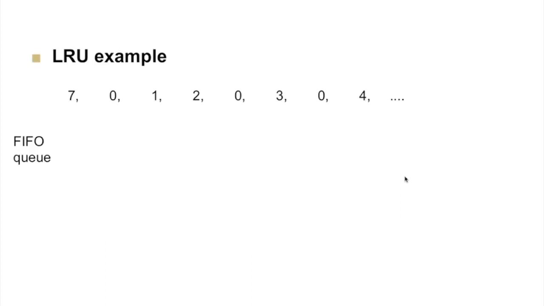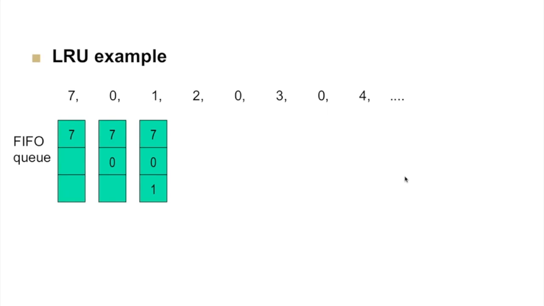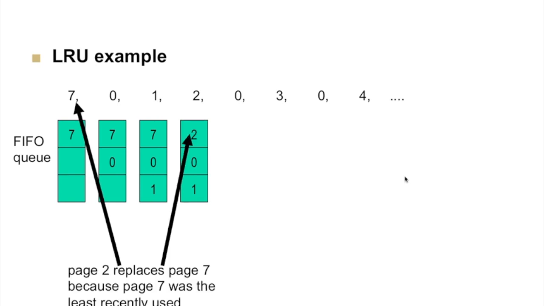Here's an example. So again, we have our queue, we have our data, and now we're going to load page 2. And we have to say, well, which one was used most distantly in the past? Well, in this case, again, we look back. We have 0, 1, and 7. We can see 1 was used most recently, then 0, then 7. 7 was used least recently. Therefore, we're going to go ahead and replace 7 with page 2.